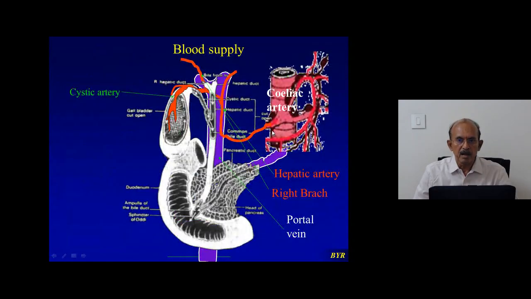Now this is the hepatic artery coming from the celiac axis. It comes like this. Already I told you about this. Here you can see the right hepatic artery gives off a branch behind the common bile duct. The hepatic artery goes behind the common hepatic duct, and it gives off a branch to the gallbladder. That is called the cystic artery. The cystic artery divides into the anterior and posterior branches.